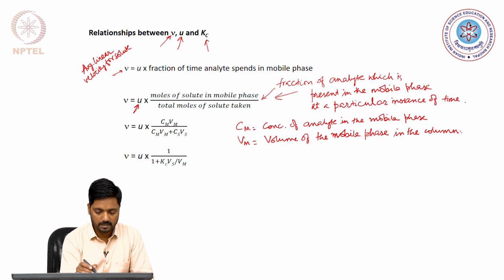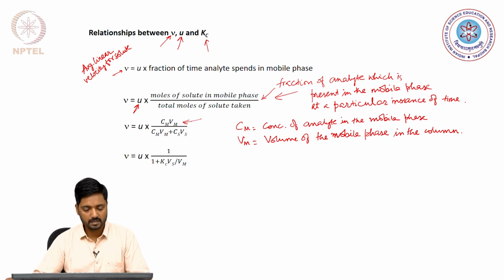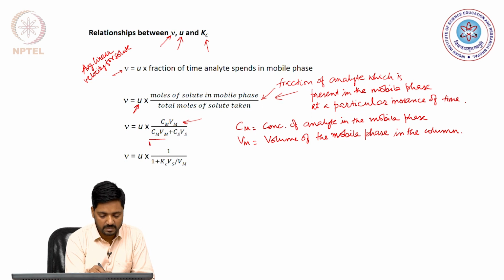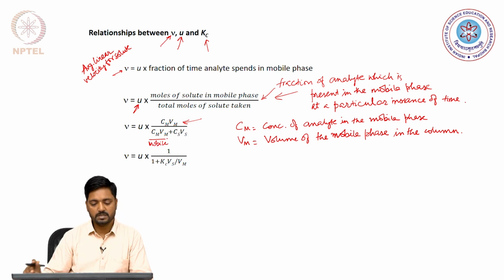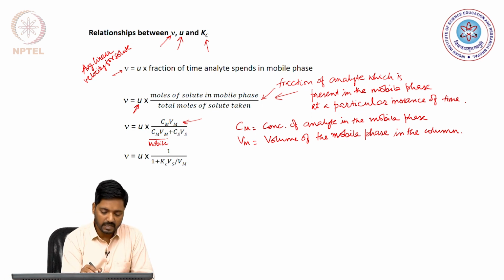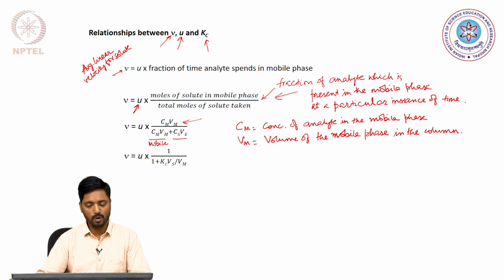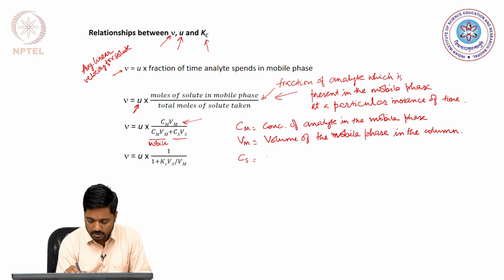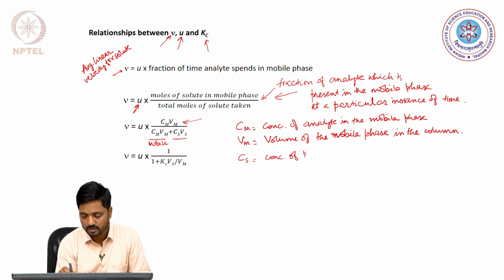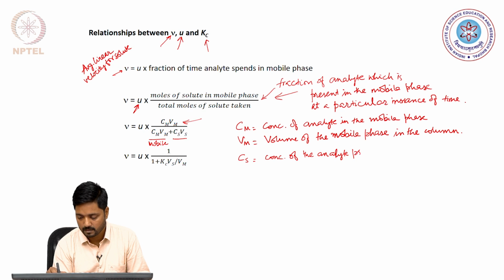and this value, which is the numerator here, is divided by the total amount of the solute present in the column, which is nothing but the amount of solute present in the mobile phase, which is denoted by C_m into V_m, and to that we add the amount of the solute which is present in the stationary phase. So, C_s is the concentration of the analyte present on the stationary phase.